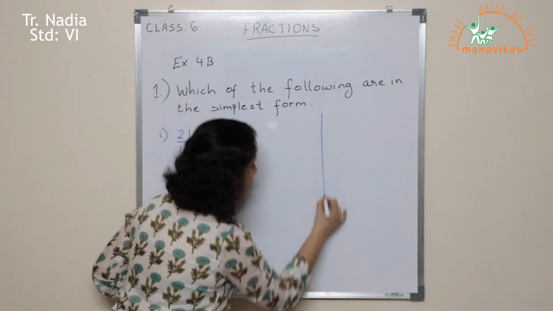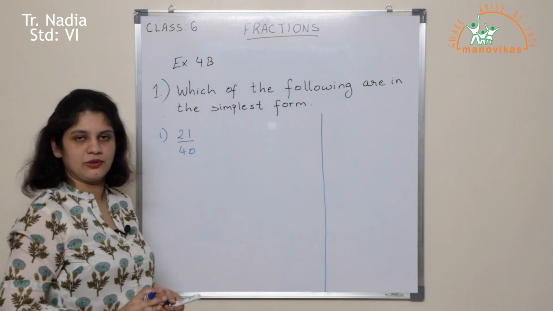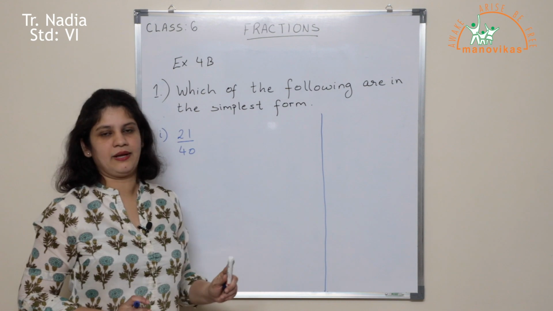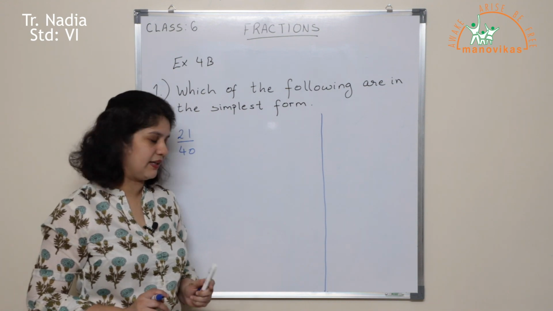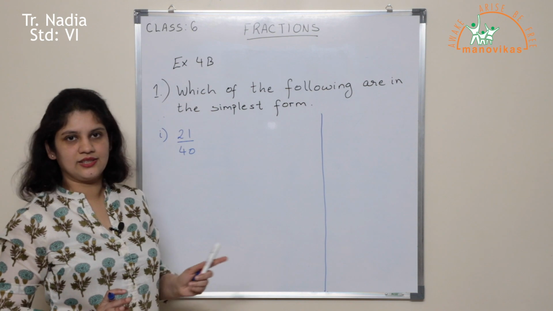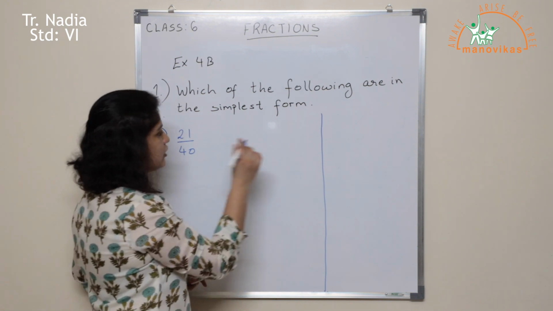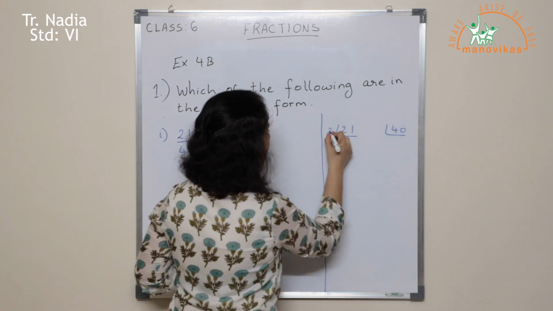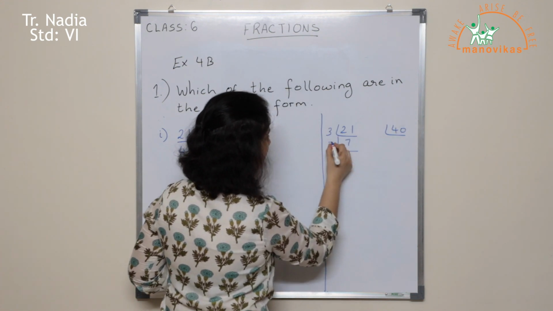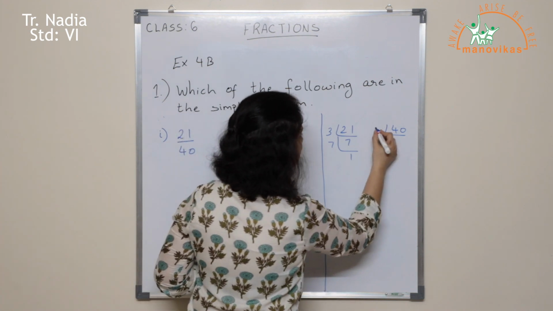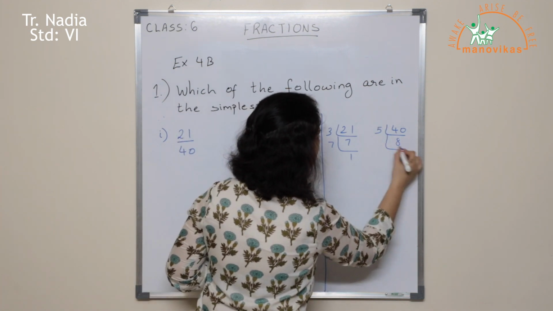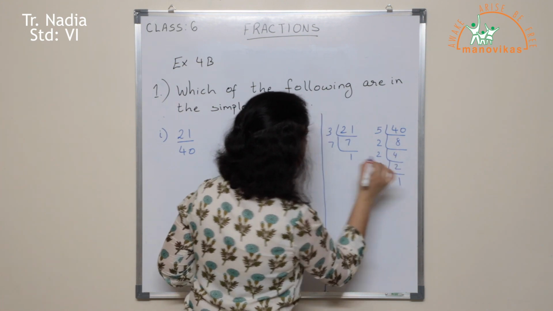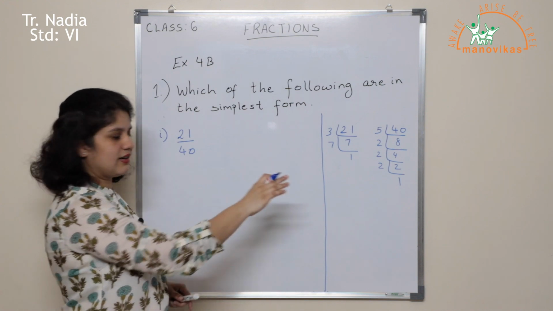Now children, I want you all to get well versed with the prime factorization method. So exercise 4b I am going to solve not by the direct method but by the prime factorization method. So I want to check whether it is in the simplest form or not. So I am going to factorize the numerator and the denominator. I'll make use of 3 7s are 21. 7 is a prime number. 7 1s are 7. Here 5 8s are 40. 2 4s are 8. 2 2s are 4. 2 1s are 2.